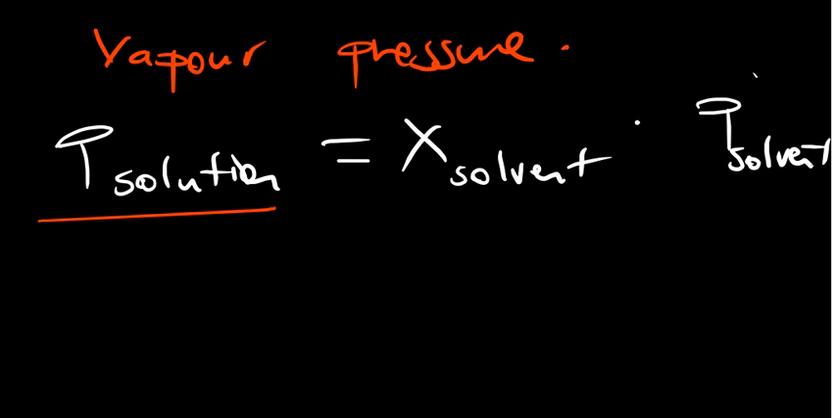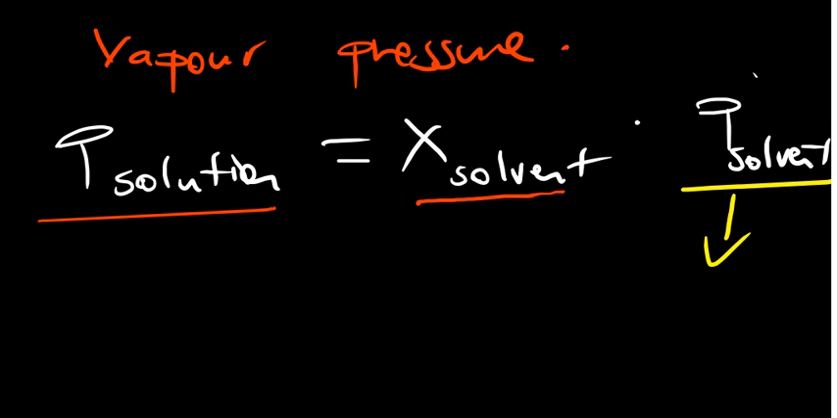We're interested in the solution. So now what is going to happen is this. You multiply the mole fraction of a solvent by the vapor pressure of a solvent. So now understand that in your calculations, the vapor pressure of a solvent, which is a liquid, is going to be given.